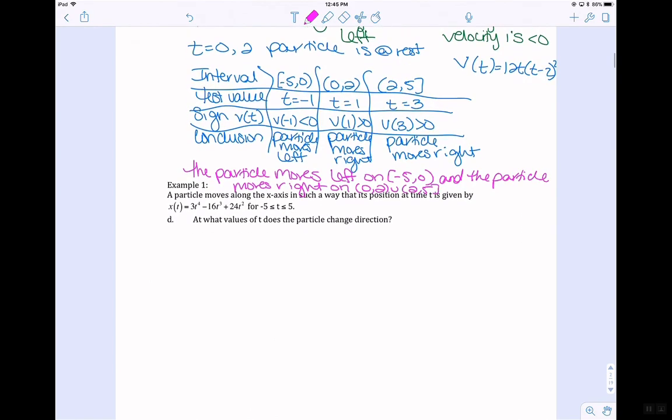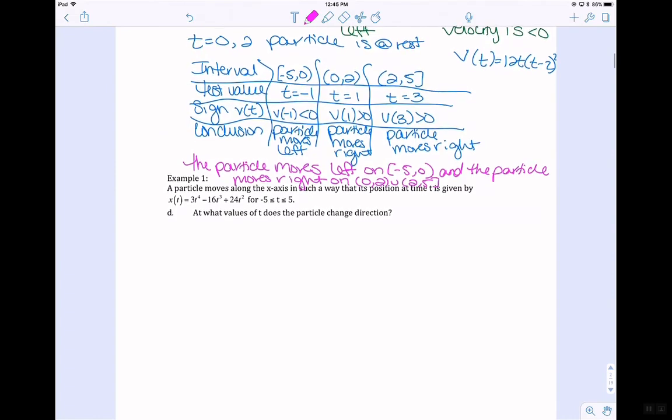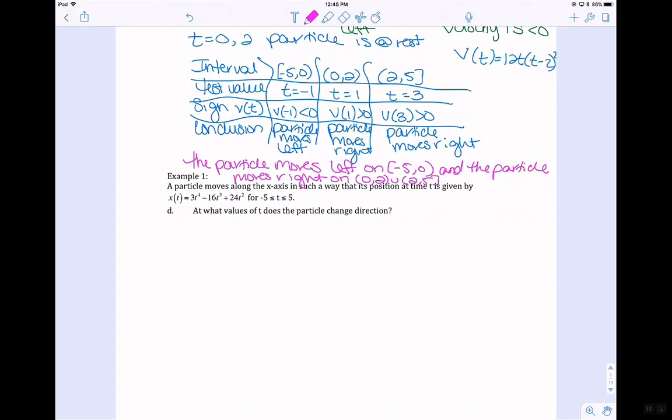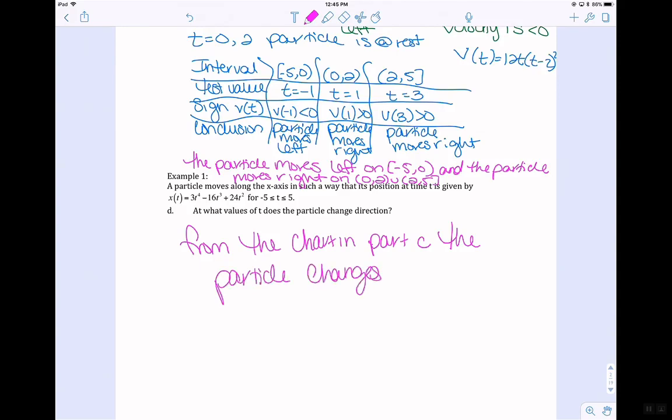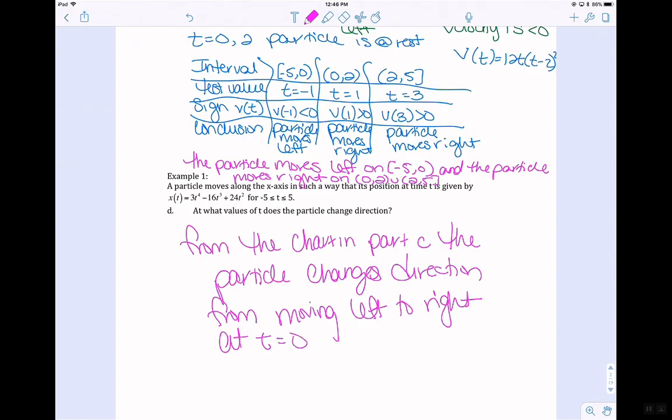Okay? What value of t does the particle change direction? Changing direction means moving from left to right or from right to left. So from the chart in part C, the particle changes direction from moving left to right at t is equal to 0. Okay?